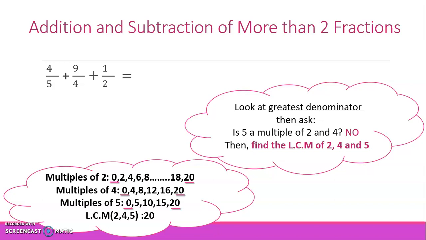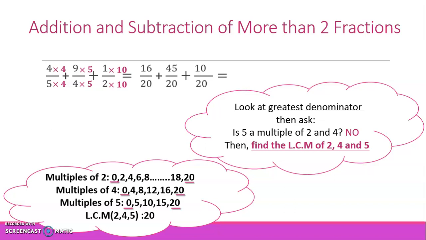In the first fraction, the denominator is 5, means I have to multiply by 4 up and down. In the second one, the denominator is 4, I have to multiply by 5 up and down. And in the third one, the denominator is 2, I have to multiply by 10 up and down. After that, I calculate the answer.